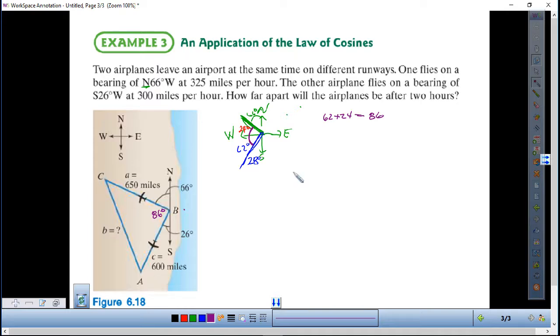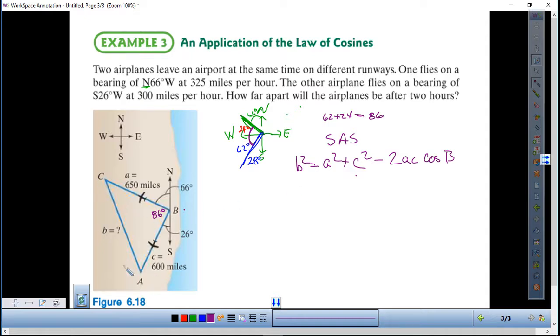All right, so now which one of our operations do we have? Well, we have side angle side. We don't know what b is. We're actually going to try to find b. So we have side angle side, and that means we're going to use the law of cosines to find what b is. So b squared is going to equal a squared plus c squared minus 2ac cosine of angle B.